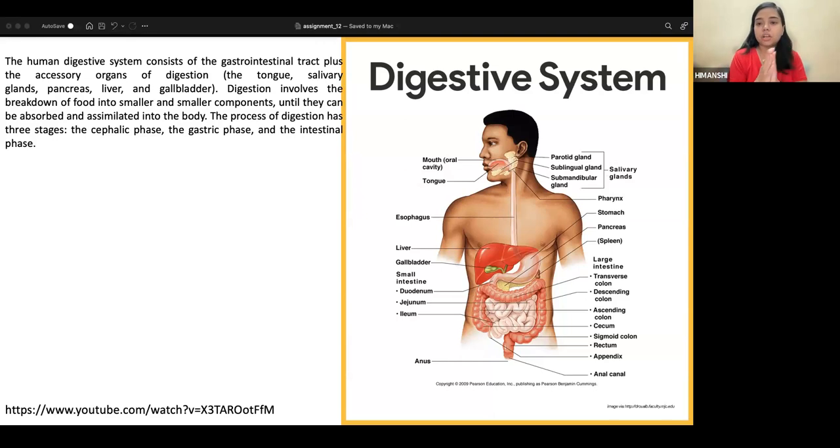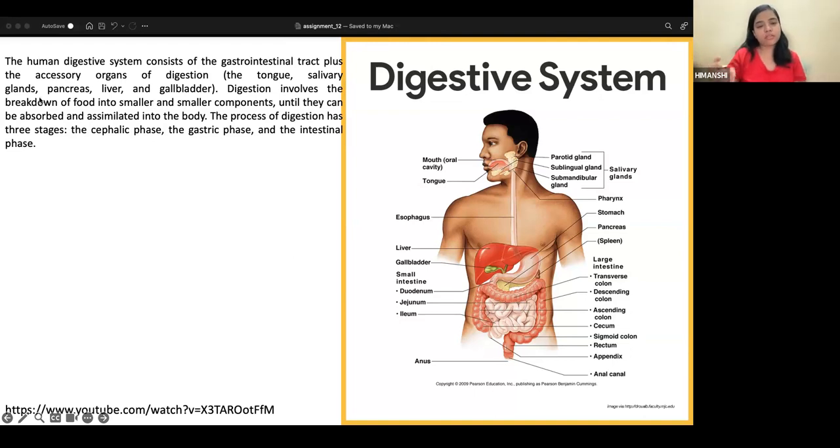Then we have pharynx, stomach, pancreas, spleen, large intestine, then further parts of large intestine such as transverse colon, descending colon, ascending colon, cecum, sigmoid colon, rectum, appendix, anal canal, right? So all these things comprises what? Our digestive system, correct? So in brief, if we want to write about what digestive system is, because this is the pictorial representation of the digestive system, and these are the major parts which digestive system comprised of.